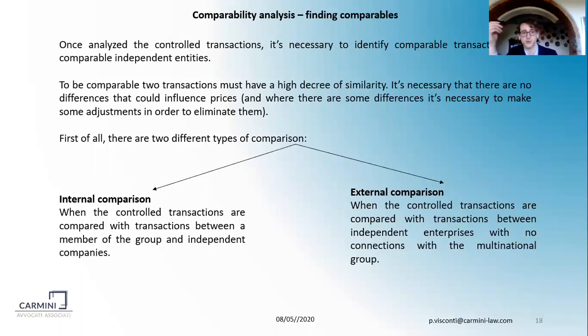For example, we have a transaction between companies A and B. We compare this one with a transaction between A and a company C, an independent one. The second kind of comparison is the external one. In this case, we compare the controlled transaction with a transaction between independent companies, both independent. For example, we have a transaction between A and B, and we compare that with a transaction between C and D, which are independent companies that we assume will have set the transaction at arm's length.